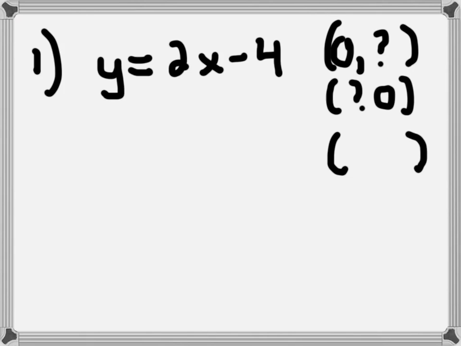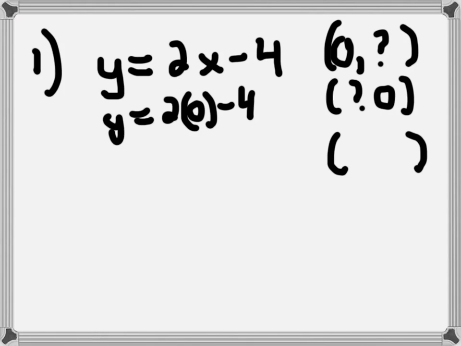So to show my work for the first one, if x is 0, then I had to put a 0 in the x spot and solve for y, so it's going to look like this. And then 2 times 0 is 0, and 0 minus 4 is -4, so y equals -4. And now I can come back over here and write 0, -4. If I did it this way, then now 0's in the y spot, so I'm going to go ahead and put a 0 in the y spot and solve for x.